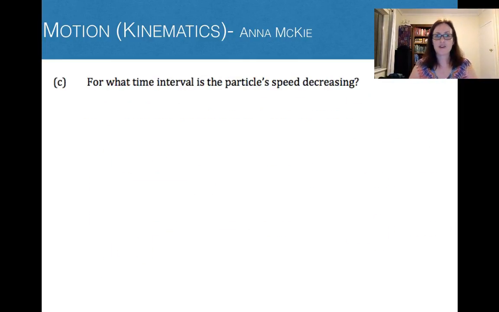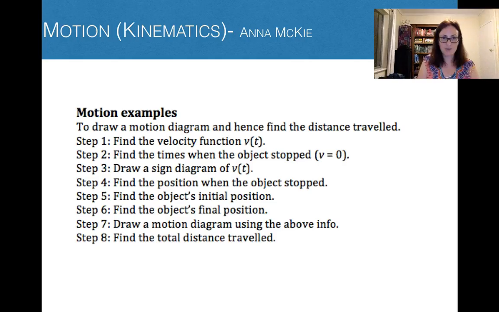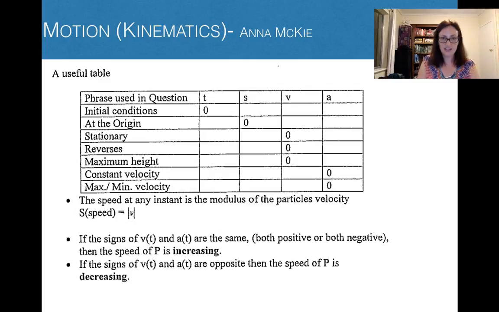is we're going to go back to our sign diagrams. We need to find the time interval for when the speed is decreasing. So that meant if we go way back to a table that we had here, or some words, when is the speed decreasing? When the signs are opposite.